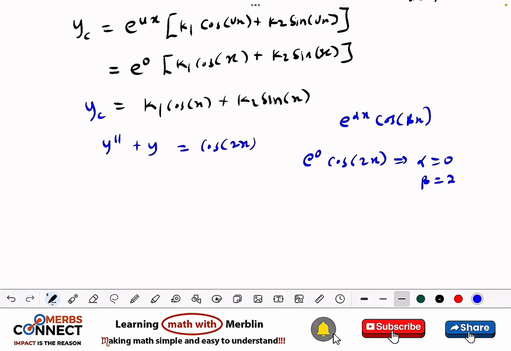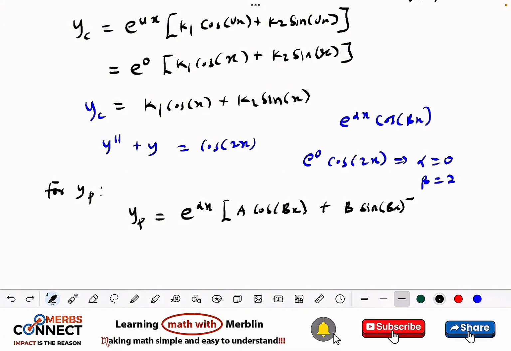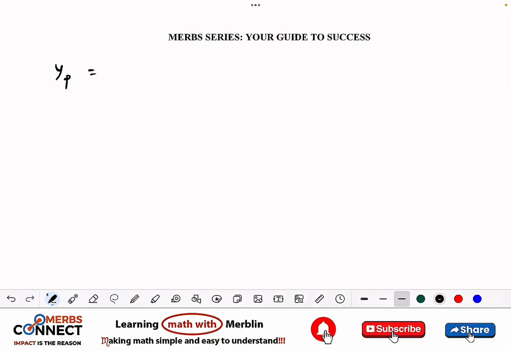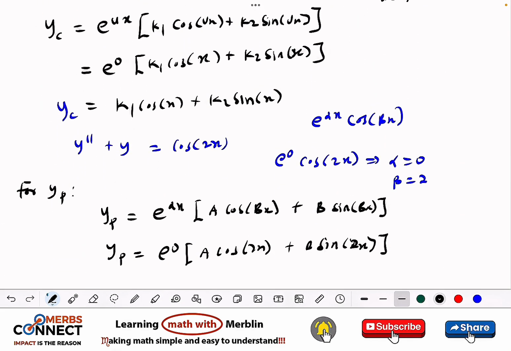So this is how we are going to get our alpha and beta. With that, this will help us guess our particular solution. So we are going to get something like yp is equal to e to the power alpha x, and then a cos beta x plus b sine beta x. So let's do substitution and see what we get. Alpha is 0, right? So this one will just go away. So we have e to the power 0, a cos, and then b sine 2x. So this one will go away. So we are going to have something like this. Our yp will be equal to a cos 2x plus b sine 2x.